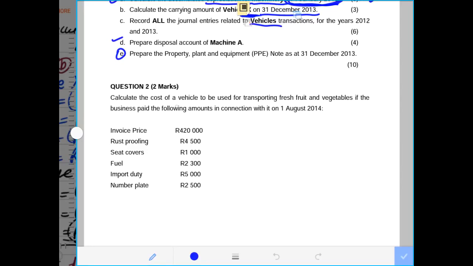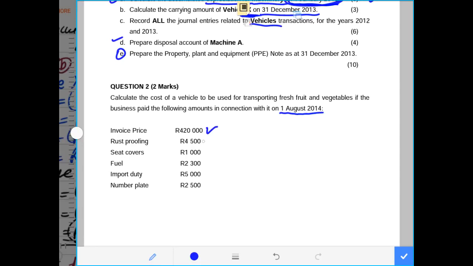So now they say calculate the cost of the vehicle to be used for transporting fresh fruit and vegetables if the business paid the following amounts in connection with it on the 1st of August. These are the costs that we incurred: invoice price, rust proofing, seat covers, fuel, import duties, number plate. So now we need to calculate the cost that will be capitalized. Which of the costs are to be capitalized? The invoice obviously will be capitalized.